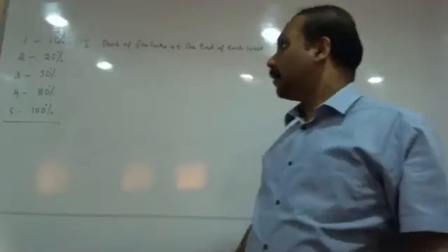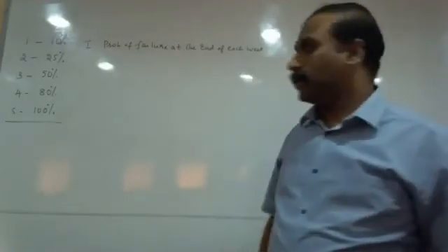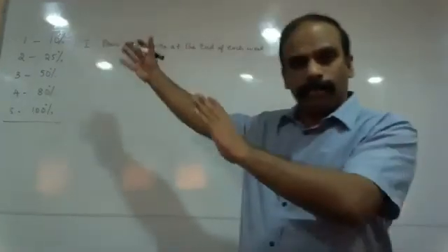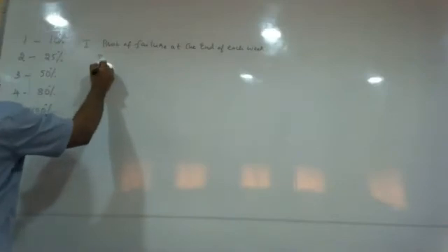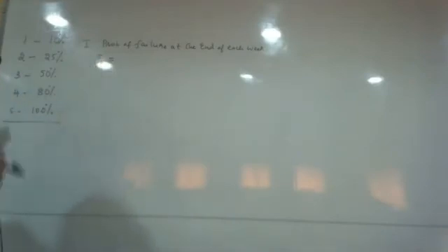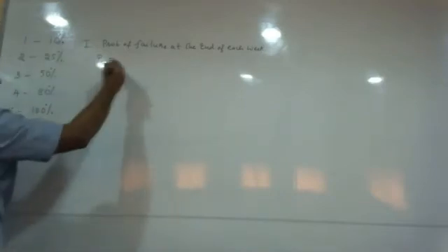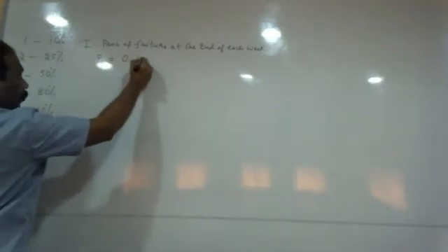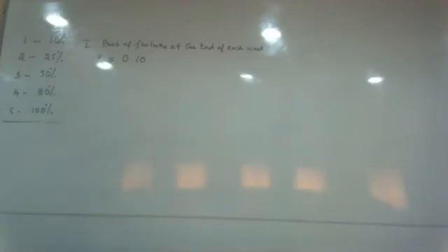Okay, now let me find the probabilities. Directly converting the percentage into decimals gives the probability. So what is P1? What do you mean by P1? The probability of failure at the end of the first week. So 10%, you can directly write as 0.10. That is the first value.